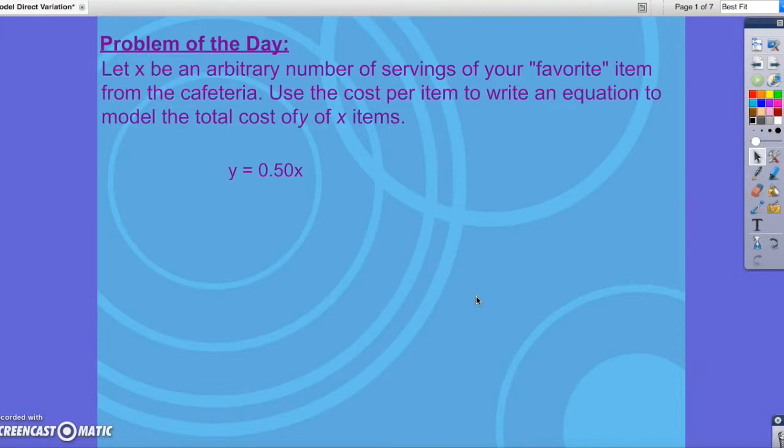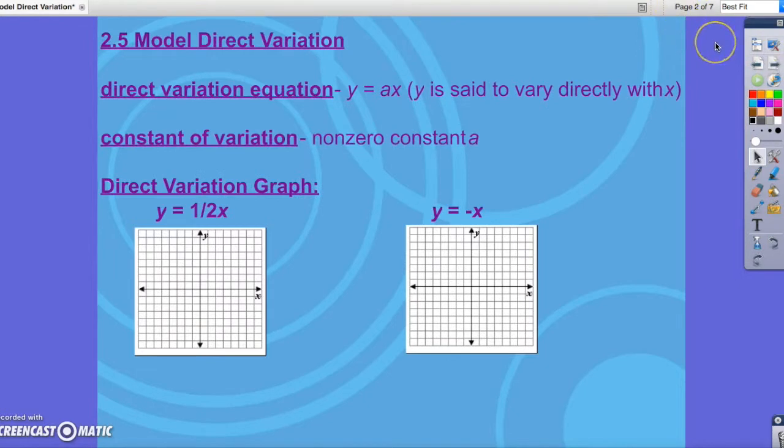I think of it as, it looks like slope-intercept form, y equals mx plus b, but what's it missing? It's missing the b, or the y-intercept. So all it has is a slope and an x. And that makes sense because if you ordered 6 bags of chips, 6 times 50 cents is $3. So it gives you the total cost, and it's called a direct variation. So what is a direct variation? And we're going to model them in this lesson.